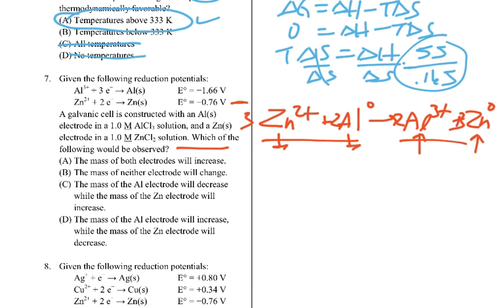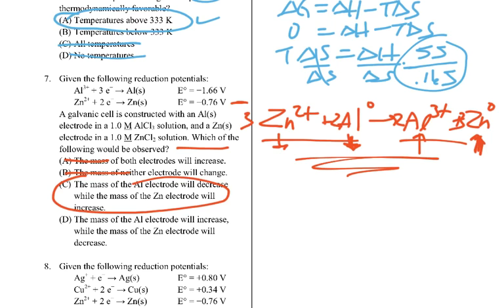So the mass of both electrodes will increase. No, this mass is going to get less, and this mass is going to get larger. So that's not A. The mass of neither will change. No. The mass of the aluminum electrode will decrease while the mass of the zinc electrode will increase. That is the answer. And again, the idea is, get the overall reaction before you think about the question.